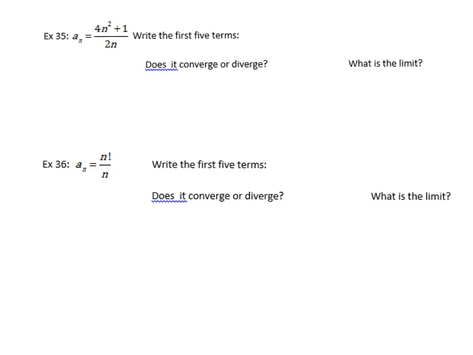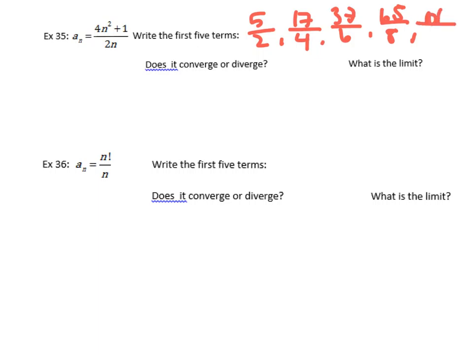Example 35, a sub n equals 4n squared plus 1 over 2n. Write the first 5 terms. So if I plug in n, my first 5 terms are going to be 5/2, 17/4, 37/6, 65/8, 101/10. Okay, so those are getting bigger and bigger, even though they don't look like it.